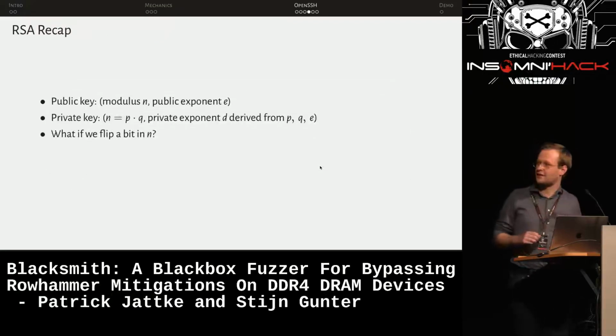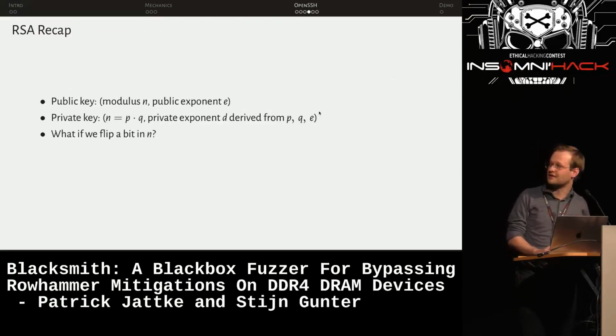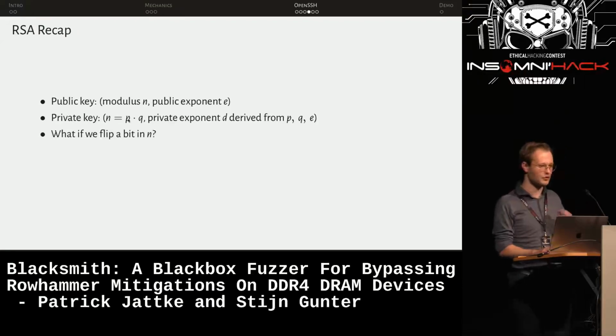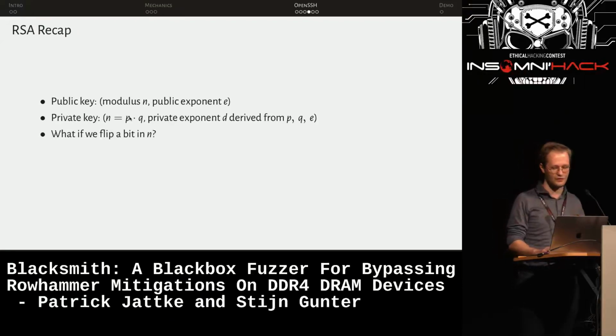Just to recap, for those unfamiliar, an RSA public key is, as I mentioned, this modulus and this public exponent. We also have a corresponding private key, which also holds this modulus, on the condition, of course, that the person who owns the private key is aware of the 2 prime factors of the modulus. And he also has a private exponent D, which is derived from these factors and from E.